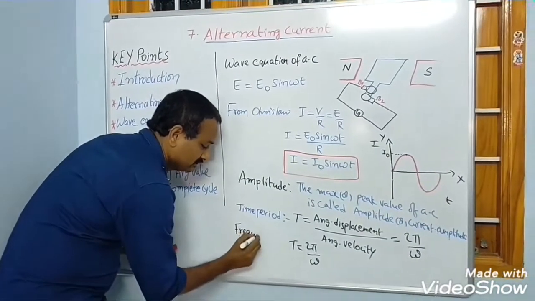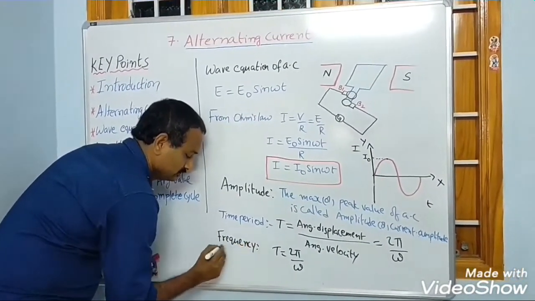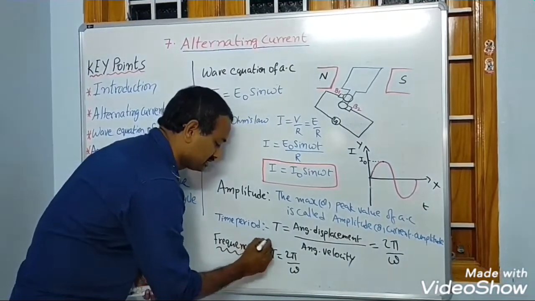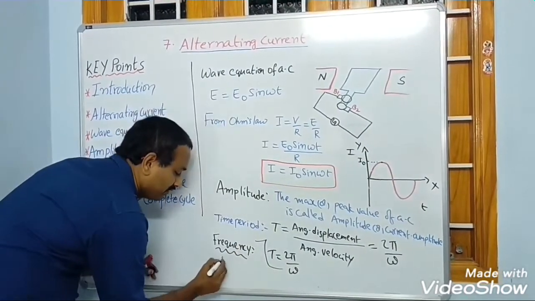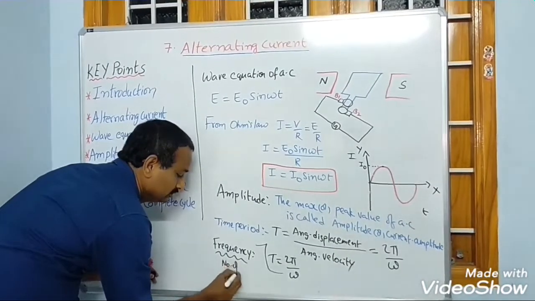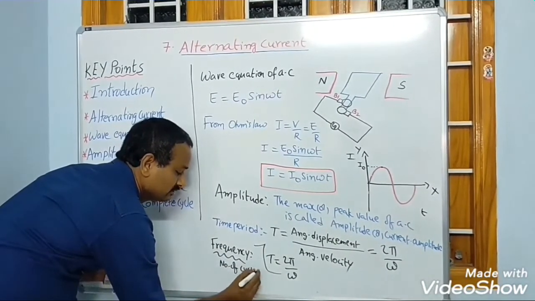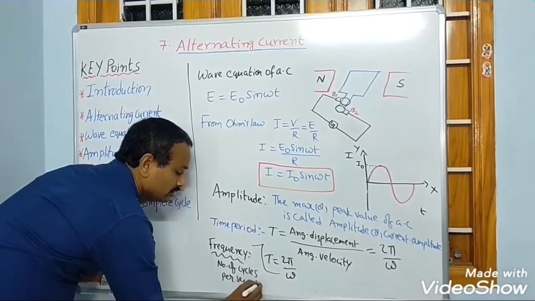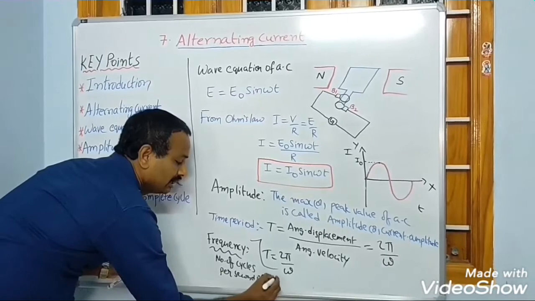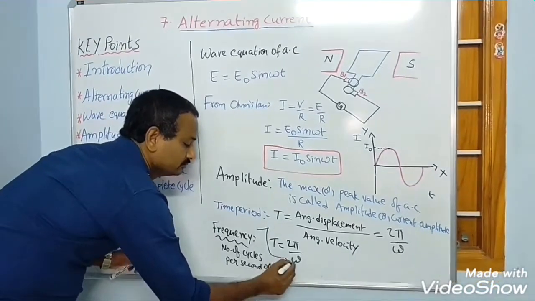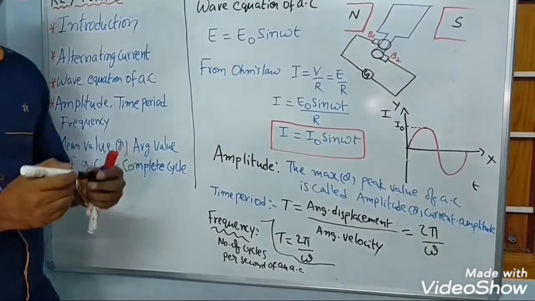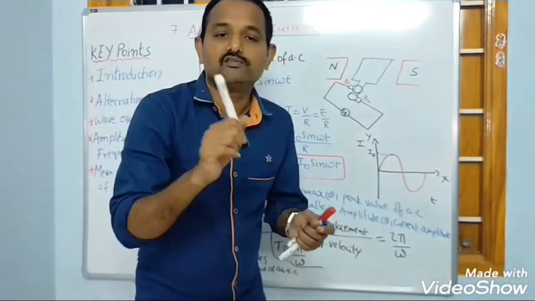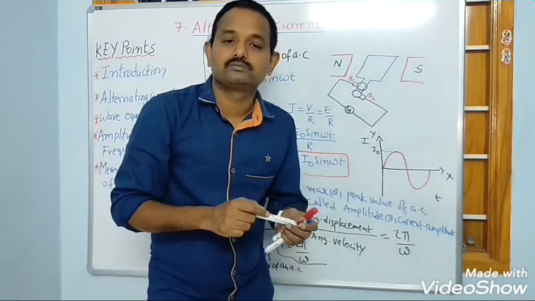Okay, here frequency means number of cycles per second of an alternating current. So students, here the frequency of alternating current in India is 50 Hz.